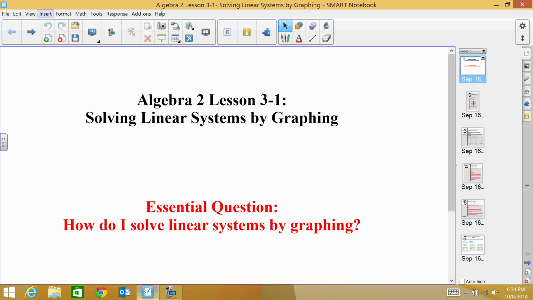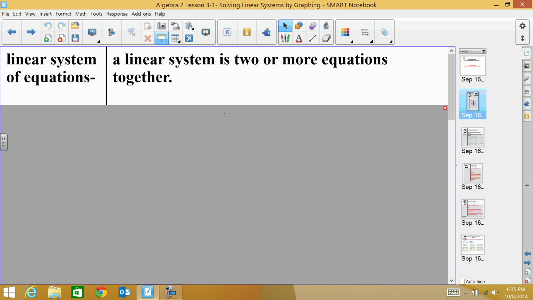This is section 3.1, solving linear systems by graphing. Now, most of you have done this before in Algebra 1 and again in geometry, so this will be a review for you. So how do I solve linear systems by graphing? Well, first, a linear system of equations is just two or more equations together.